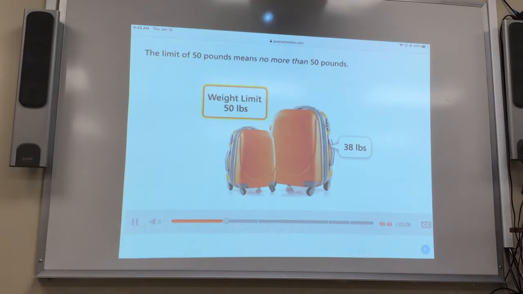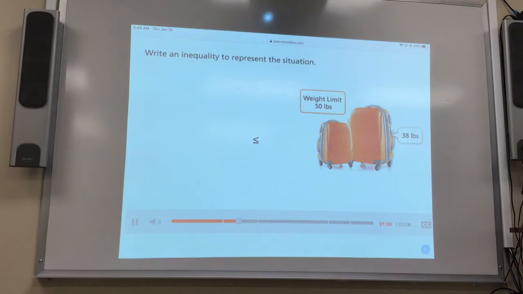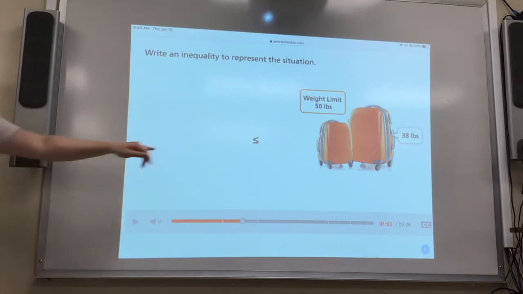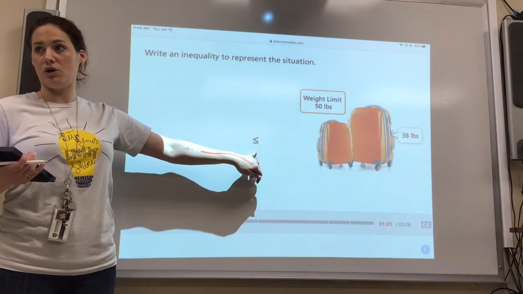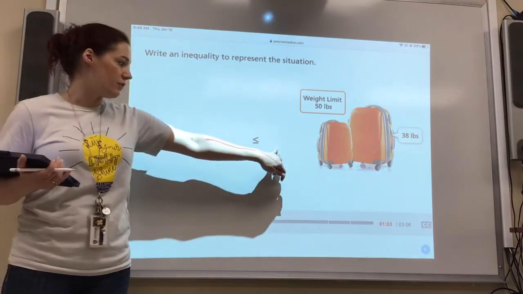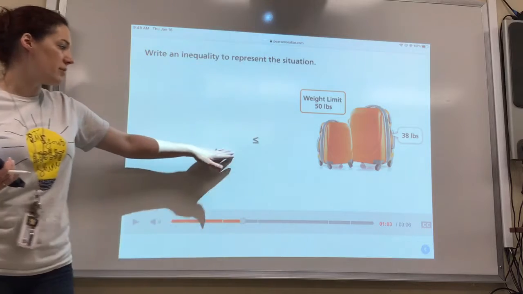The limit of 50 pounds means no more than 50 pounds. This symbol for less than or equal to can represent the phrase no more than. Write an inequality to represent the situation. Okay? If this is our no more than, what does the weight have to be no more than? No more than 50. So 50 is going to be over here. What's going to be on this side?